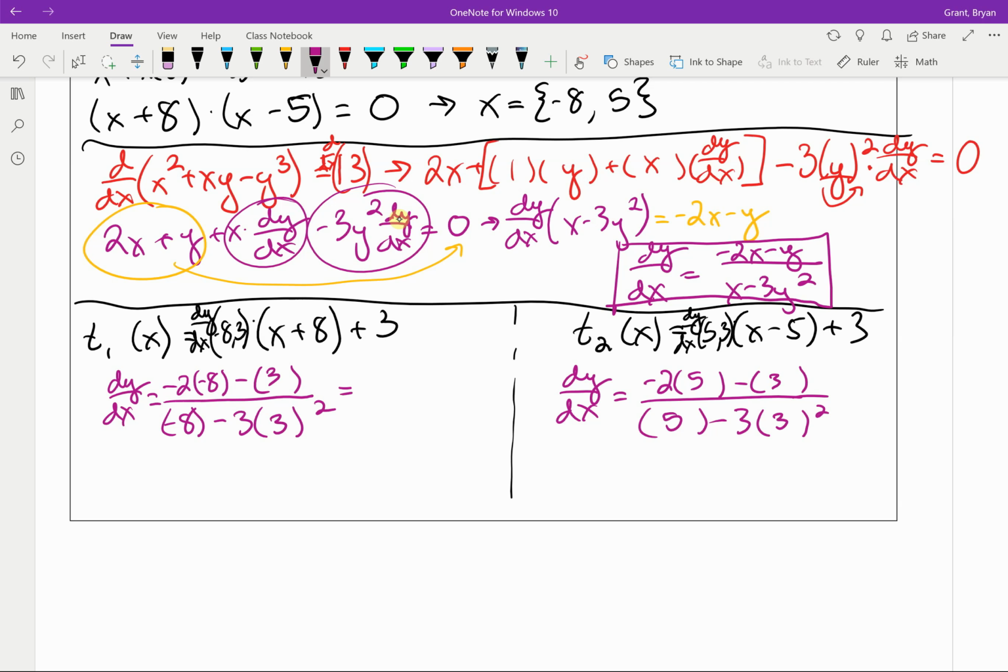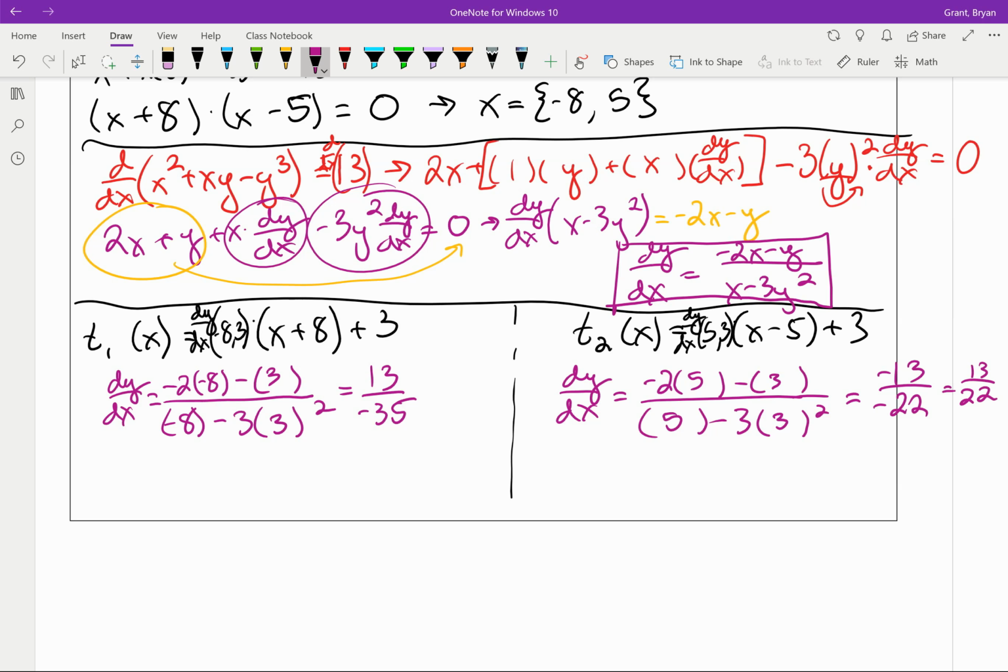16 minus 3 is 13. 3 squared is 9, times 3, it's 27. Negative 8 minus 27 more, I think, is negative 35. What a beautiful slope. And then over here, negative 10 minus 3 is negative 13. And then the denominator, we get 5 minus 27. I think 5 minus 27 sounds like negative 22, or double negative, 13 divided by 22.